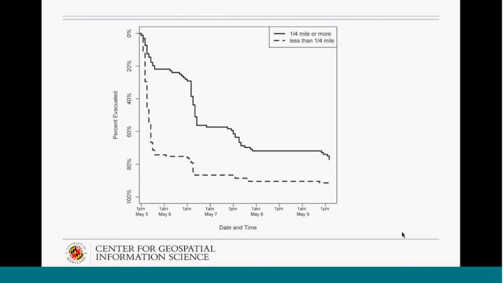I think this is a very intuitive way to visualize data that has a geospatial component to it. It's not a map, but it does give you a sense of how events unfolded over time and space.